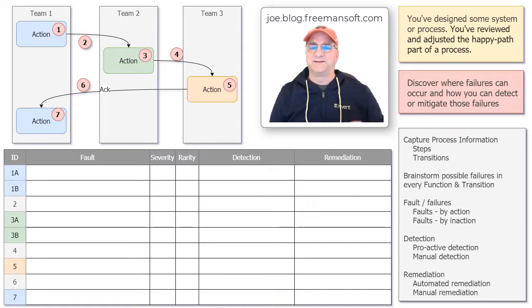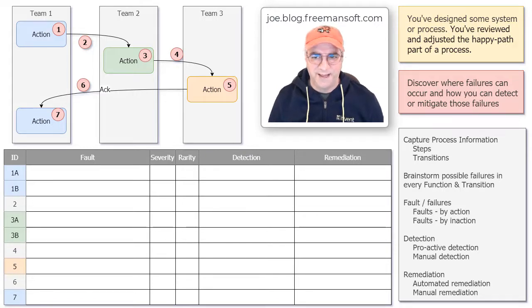So the idea is, if we can identify the possible failure modes, we can decide what the risk we have of those is, and we can decide how we're going to mitigate or treat those, right? So we want to discover what failures can occur and how we can detect those failures and then remediate them.